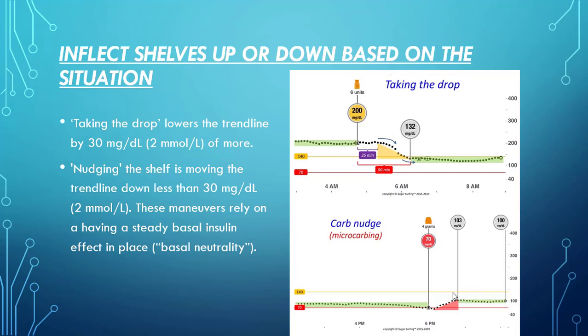So again, these maneuvers that you're going to be doing, where you're either giving yourself a little bit of carbohydrates or giving yourself a little bit of insulin, rely a lot on the fact that you want to have a steady basal rate of insulin, or basal neutrality, which is that concept of looking back over time, making sure that your basal insulins leave your sugars flat over long periods of time if you're not eating, and if there's not a lot of stress at the same time.